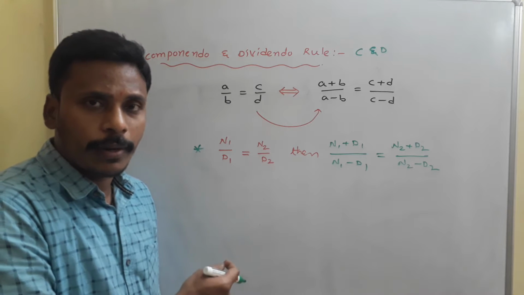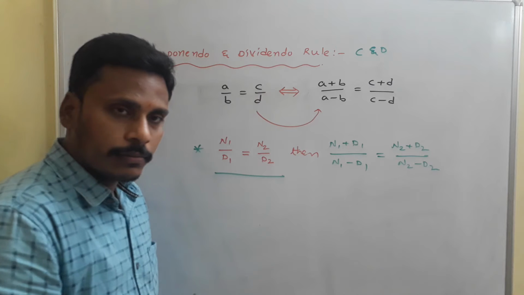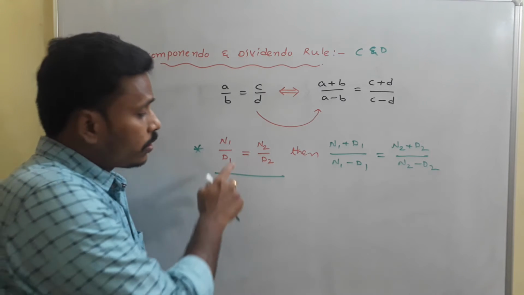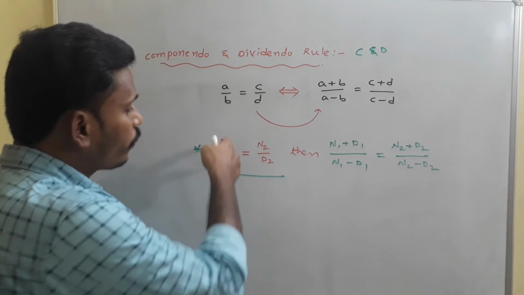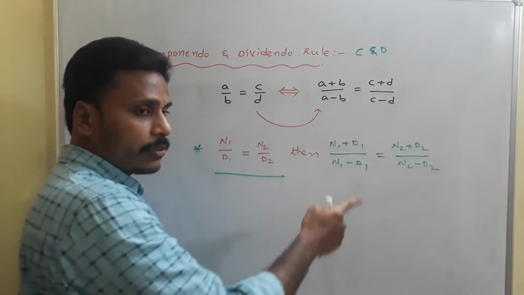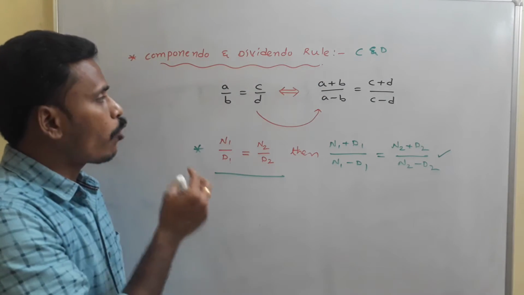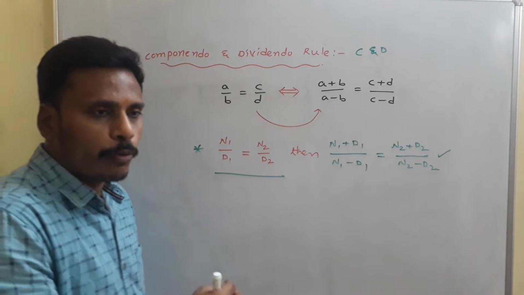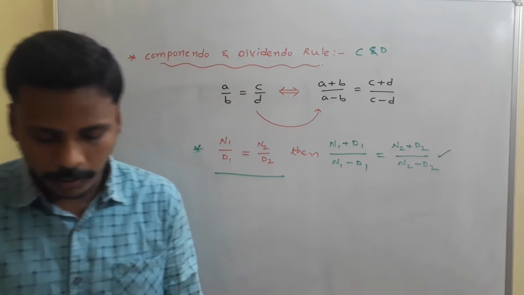Okay, one thing you need to memorize: if you have an equality sign between two fractions, then the sum of these two terms, numerator and denominator, by the difference of these two, numerator minus denominator, is the same for those two fractions. This logic is very useful in solving problems. As a point 2, I will give you some simple problems, and then I will extend this idea to solve different problems.